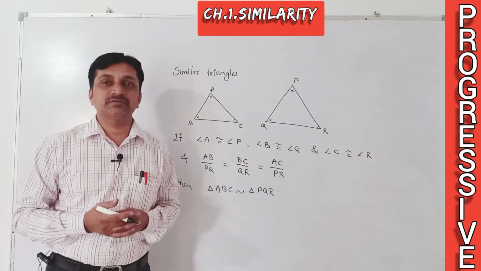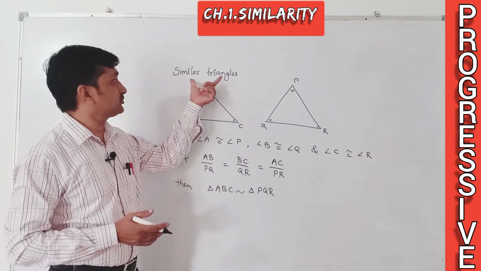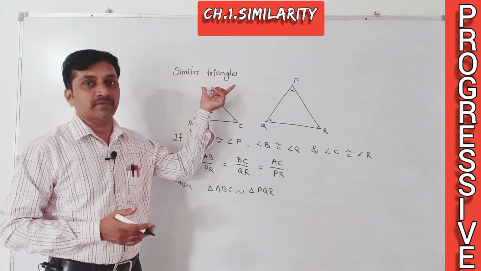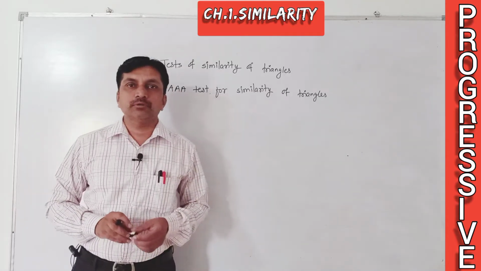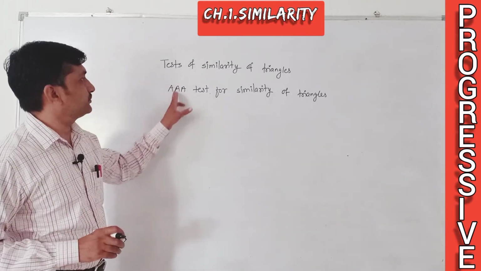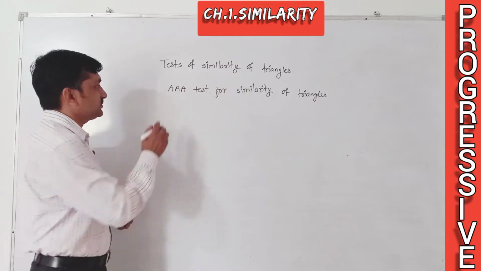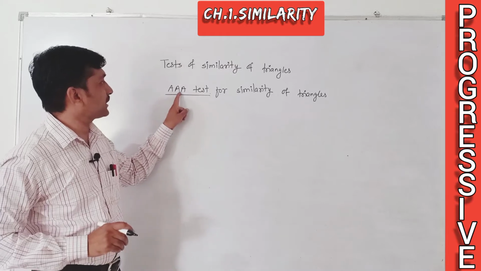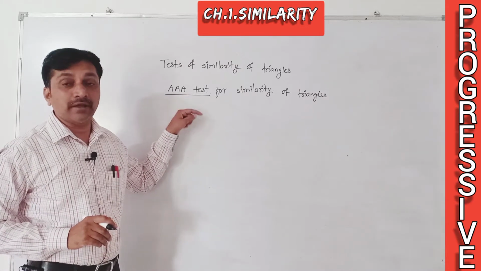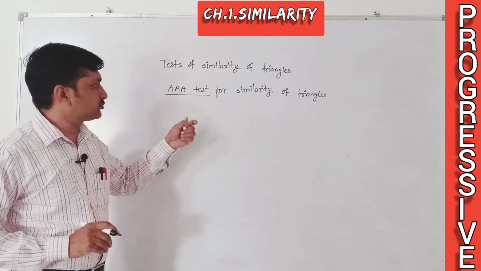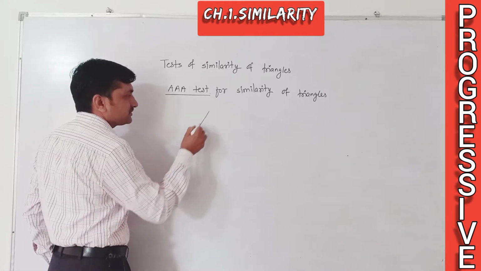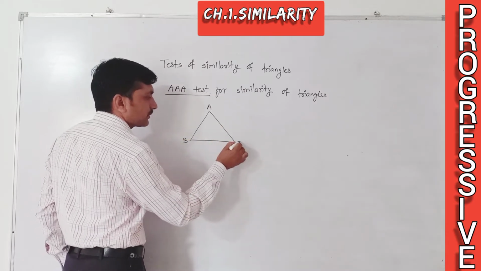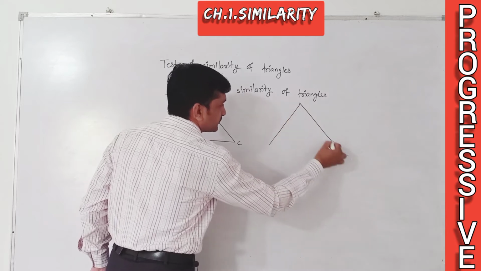Now there are some tests for similar triangles. Okay, let's continue. Now let's see the first test of similarity of triangles. The first test is the AAA test. As this test denotes, it involves three angles and corresponding angles. It is very easy. If two triangles are given, one triangle is ABC and the second triangle is PQR, suppose.